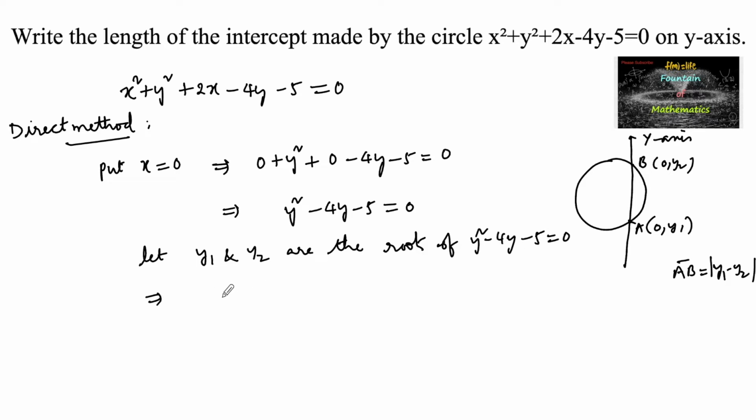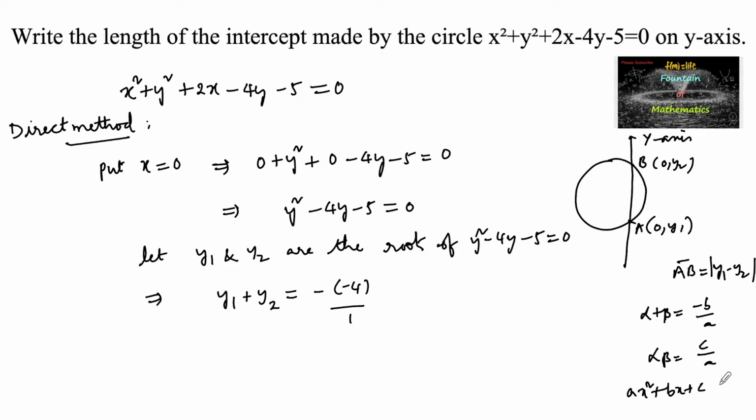Then we have the sum of the roots y1 plus y2 equal to minus of minus 4 divided by 1, that is minus b by a. Sum of the roots alpha plus beta is equal to minus b by a, and product of the roots alpha beta is equal to c upon a for the equation ax square plus bx plus c equals to 0. So the sum of the roots y1 plus y2 is equal to minus of minus 4, which is 4, and the product of the roots y1 y2 is c upon a, that is negative 5 upon 1. So we have minus 5.